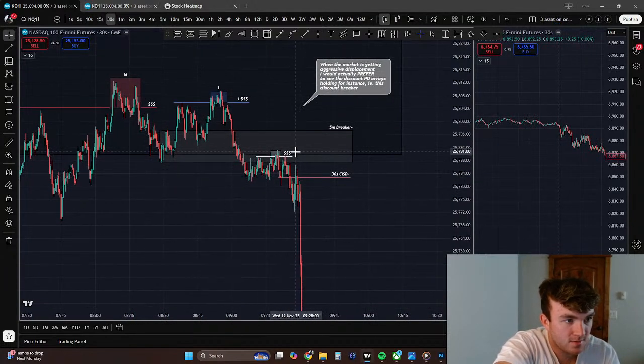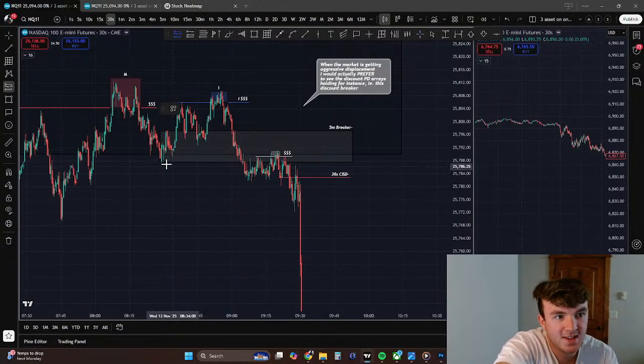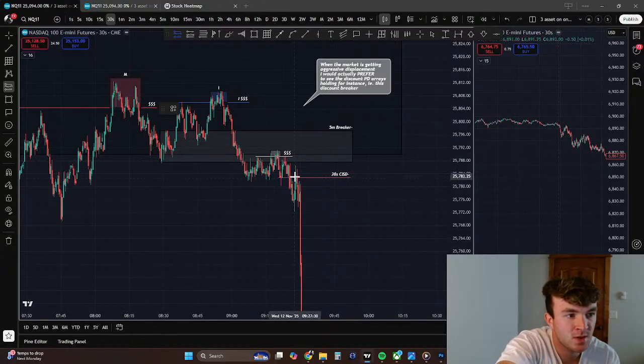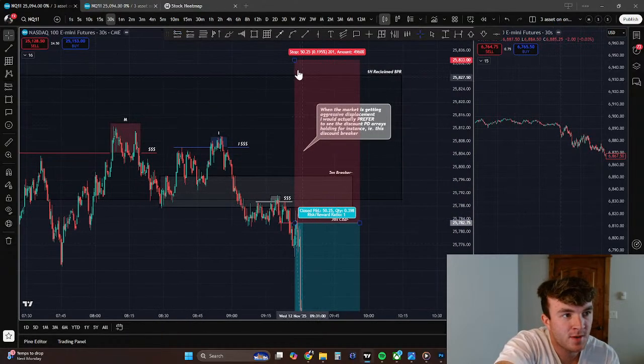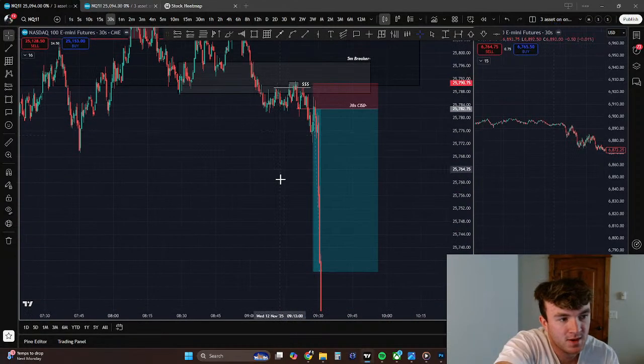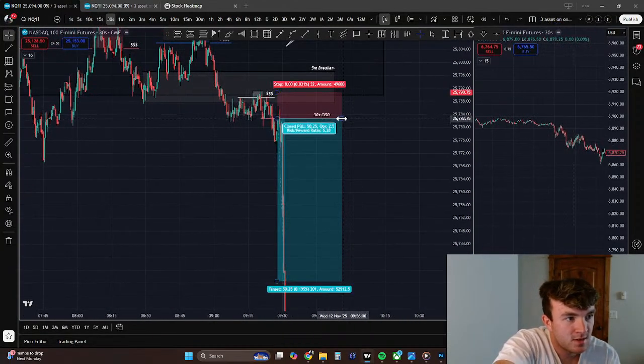And then entry on that retest. And if I had to guess, this was probably actually a propulsion block as well. So this is probably my Dynamis model, but I'm not going to go into it.